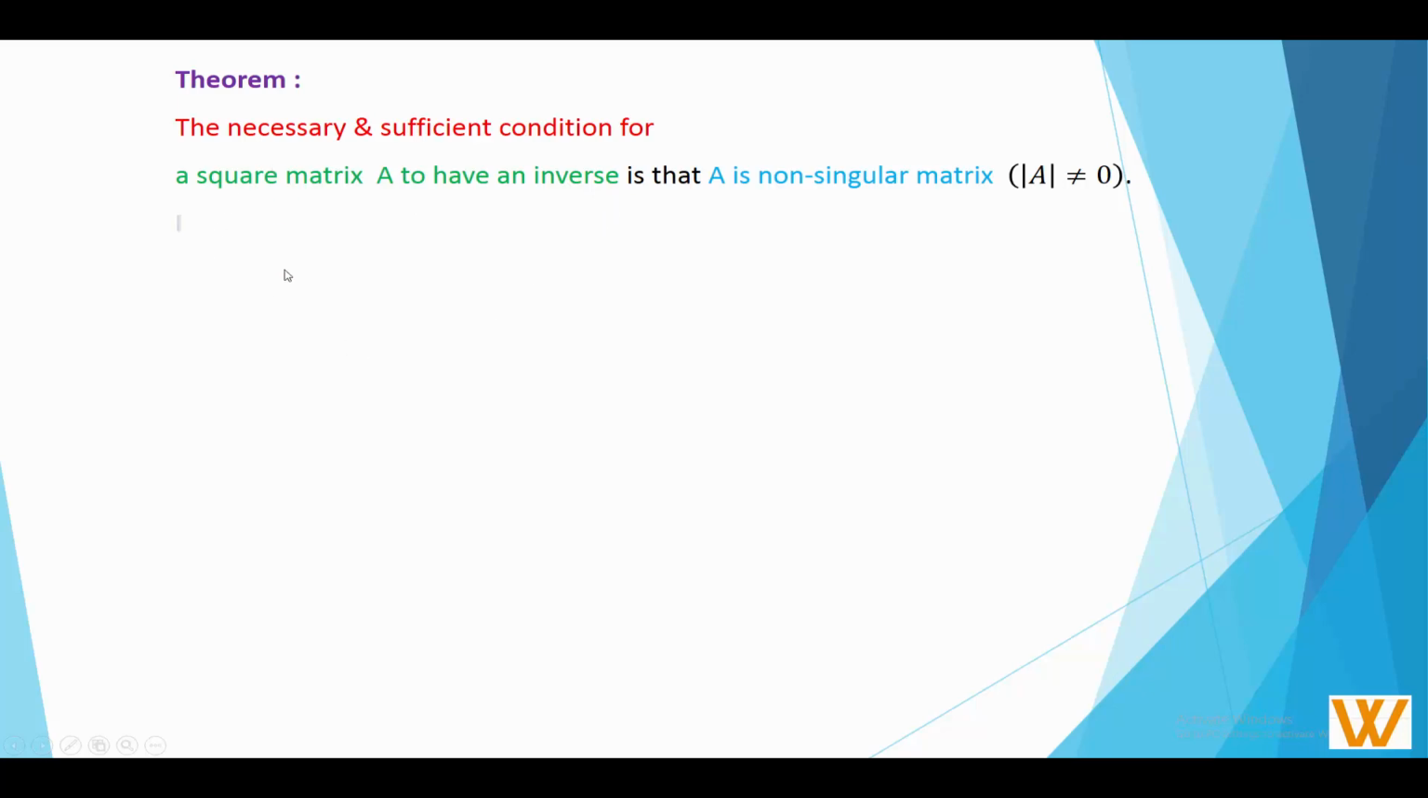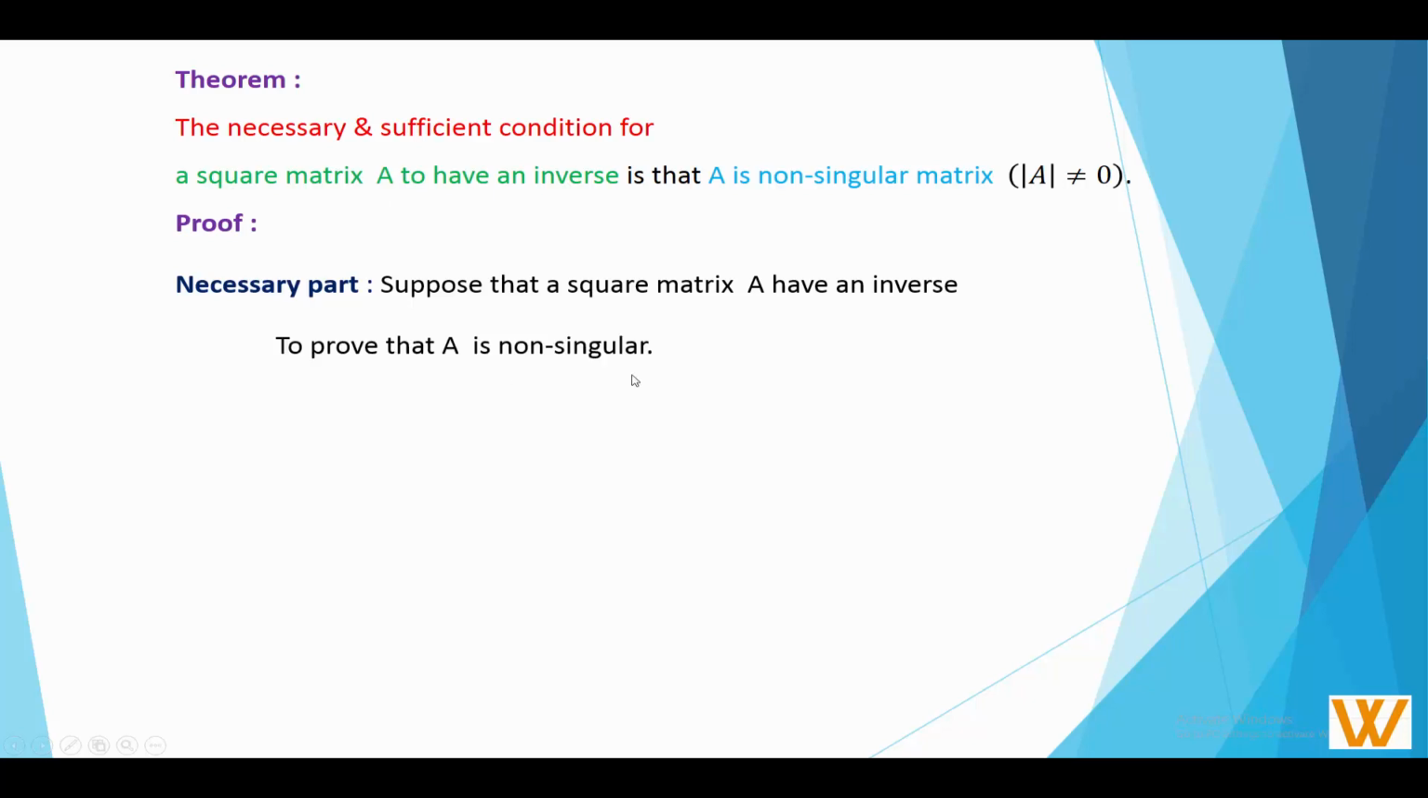Proof. Necessary part. Suppose that a square matrix A has an inverse. To prove that A is non-singular, that is, determinant A is not equal to 0. Since A inverse exists, by the definition of inverse, A into A inverse equals A inverse into A equals I.